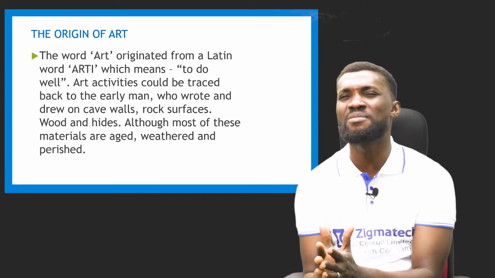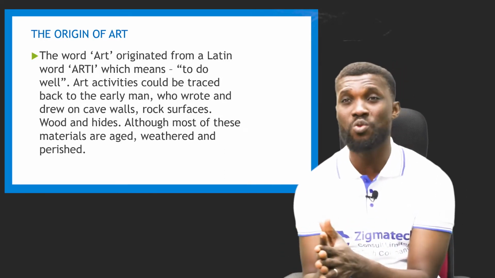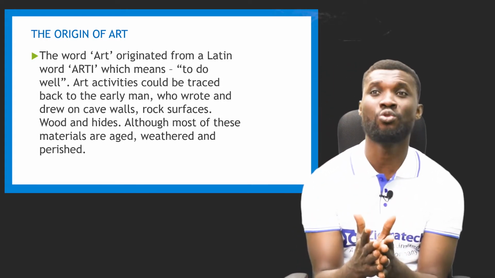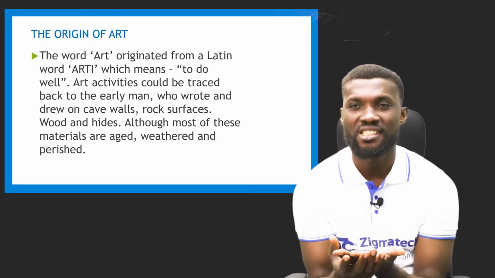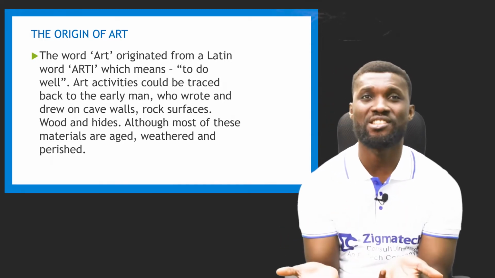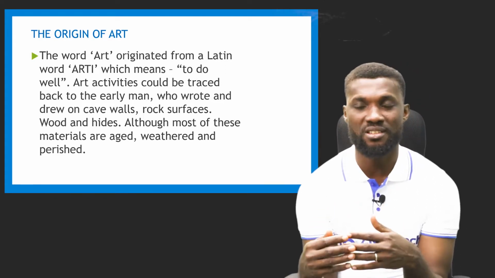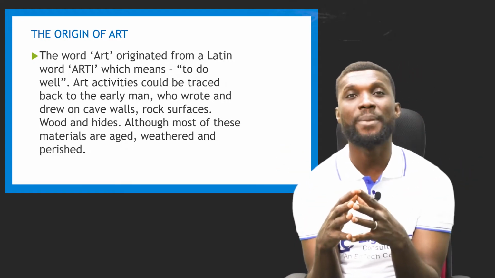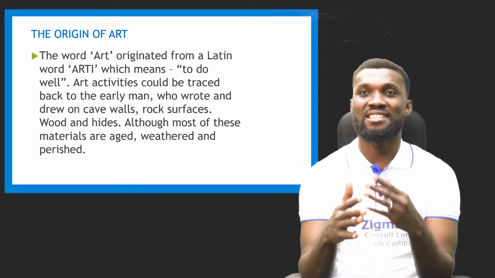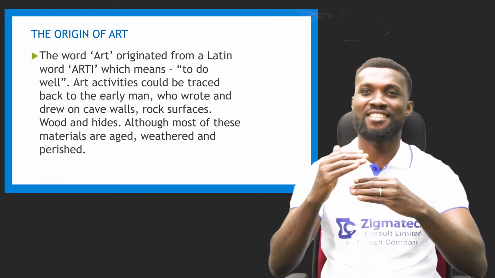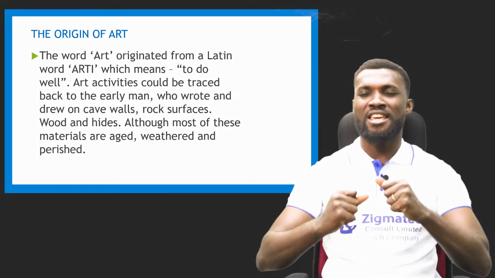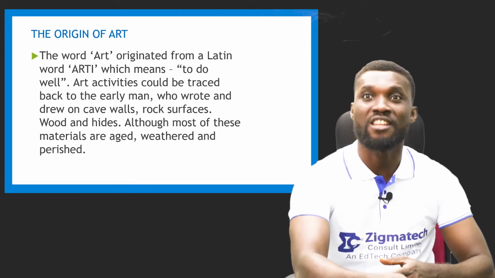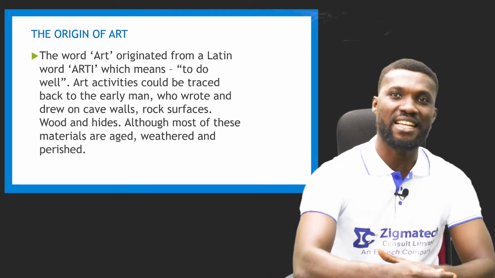Art activities could be traced back to the early men who wrote and drew on cave walls, rock surface, wood, and hides. Although most of these materials are aged and what? Withered and what? Perish. Now, some of these materials this artist drew with, they are old. Some of them, due to climatic factors, they are withered and they have what? Perished. But what we are trying to say in essence is what? Art started long, even before the evolution of technology. There had been art. Men have started inventing things, they've started creating things.